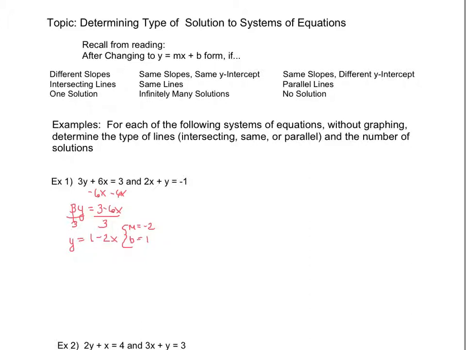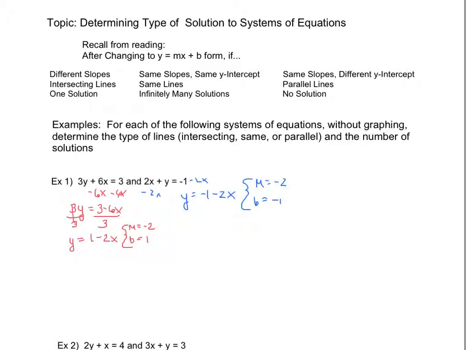Now I'm going to do the same for the second equation. I'm going to start by subtracting 2x, giving me y equals negative 1. I have to do it to both sides, so minus 2x. And then I don't have to do anything further. Y is already by itself, so I'm ready to state my slope and my y-intercept. My slope, of course, is in front of the x, so it's negative 2. My y-intercept is negative 1.